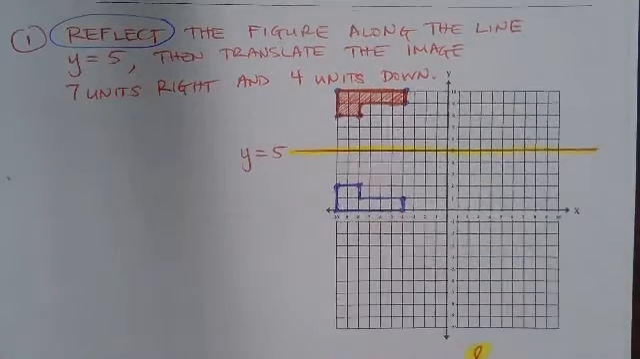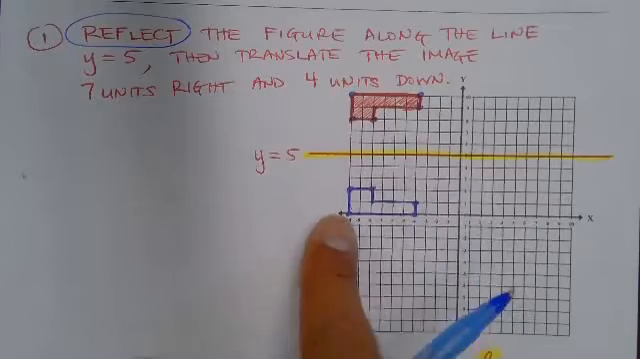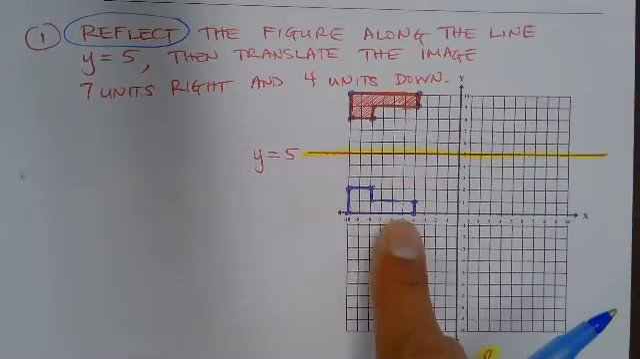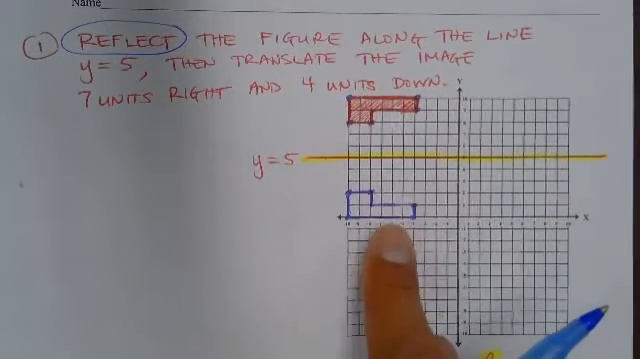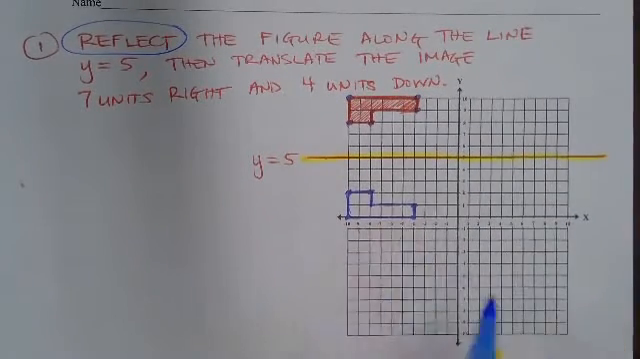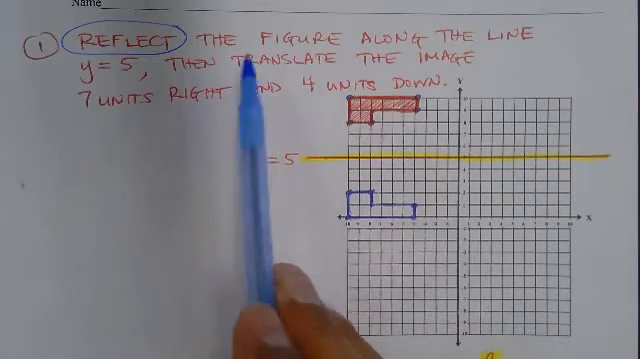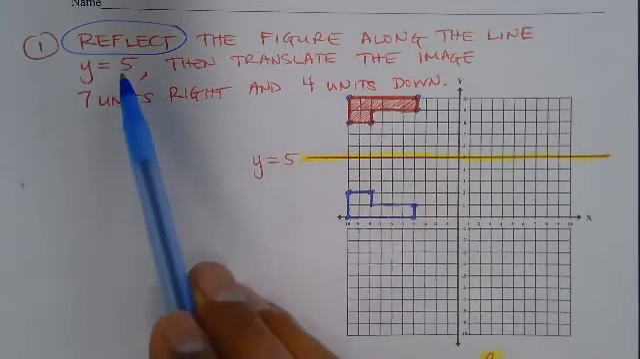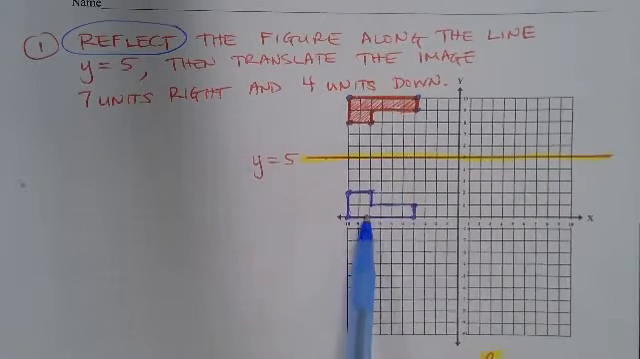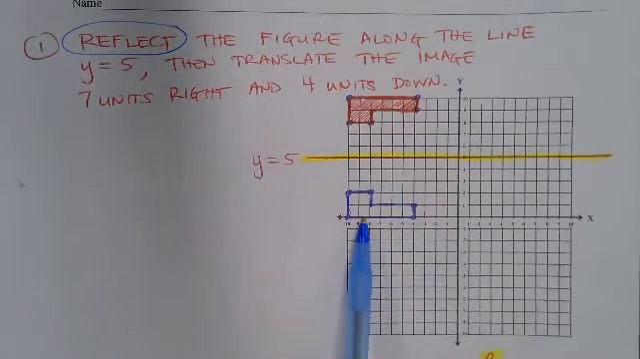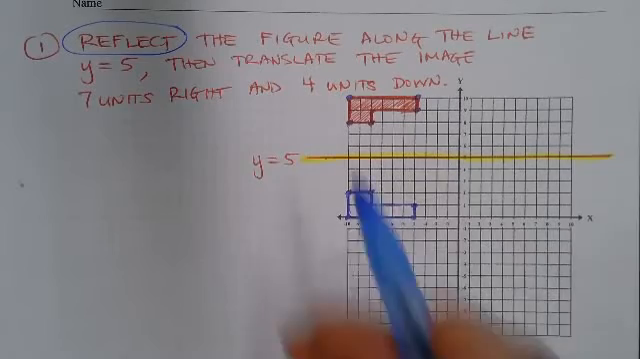But that's not the final answer. This is the image after you do the reflection. So now it's here, like this blue one here. So we just did this first part. Reflect the figure along the line y equals 5. Okay, done. Now it's here. And then it says then.